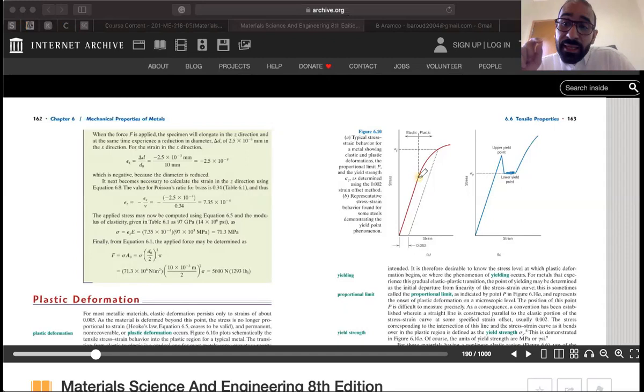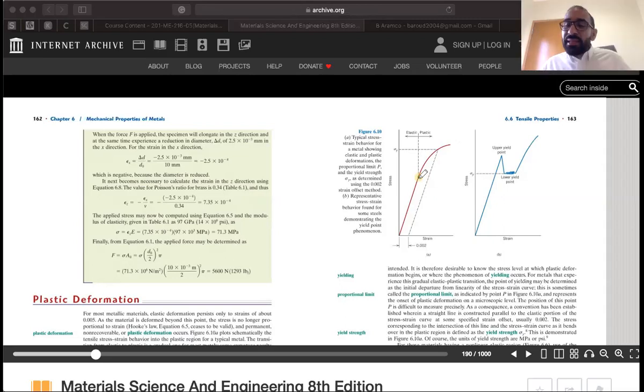It represents the point at which the curve starts to deviate from linearity. So here, the stress and strain are not linearly related anymore. As you can see, it is gradually transitioning from the elastic region to the plastic region. It's very difficult to identify exactly where the linear relation ends.